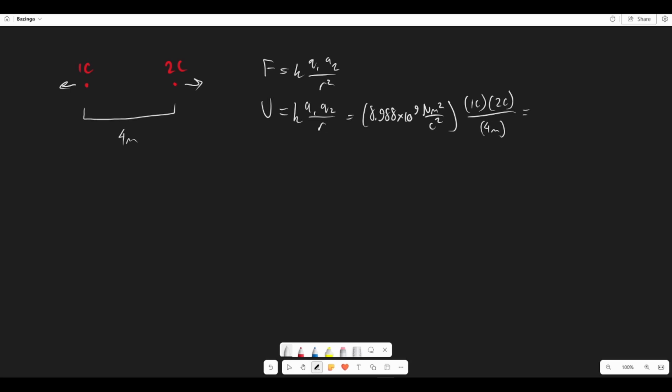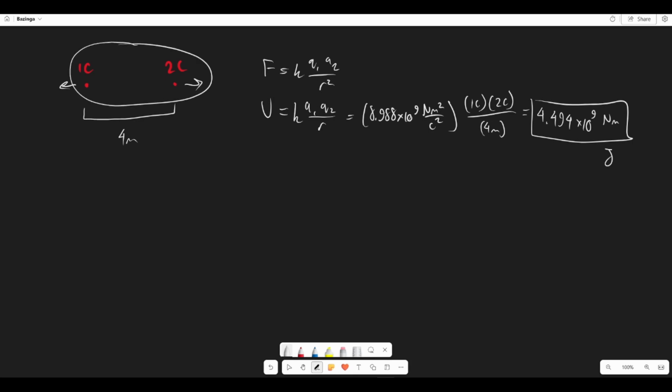Plugging this into a calculator yields 4.494 into 10 to the 9 Newton meters, or joules. This represents the energy stored between these two particles.